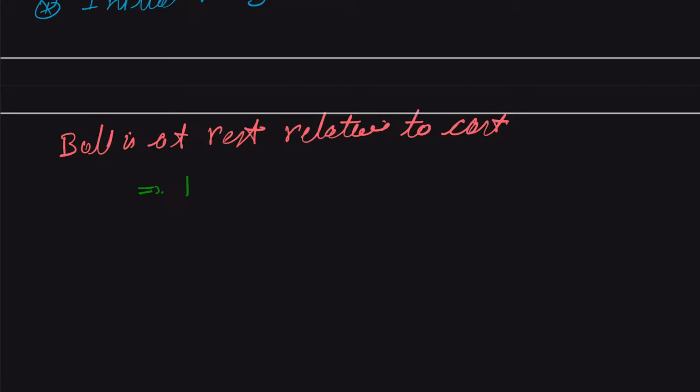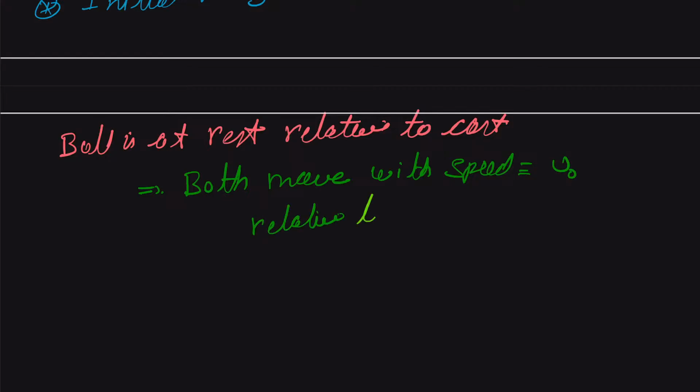So you can say both move with speed v0, but now this is relative to the ground, because there is no relative speed between the ball and the cart. The cart is moving with the velocity v0 with respect to the ground, so it means both the ball and the cart are moving with the velocity v0 relative to the ground.